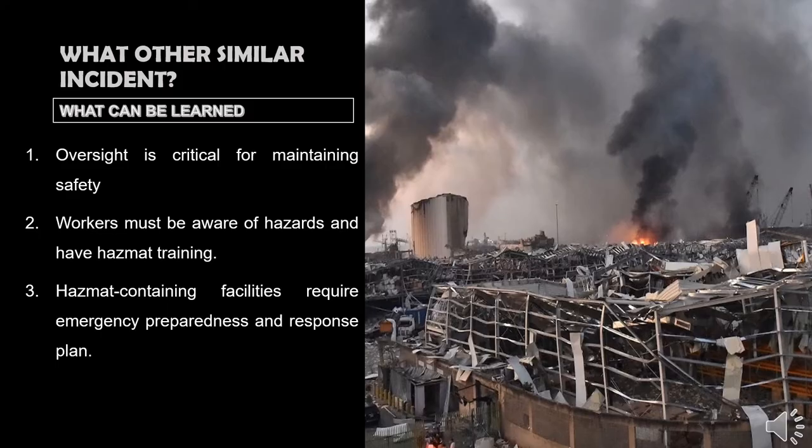All three incidents, including Beirut, had a similar cause of explosion: ammonium nitrate. So, what can be learned from these three disasters? First, oversight is critical for maintaining safety. This tragedy highlights the importance of having oversight from a government, agency, or other recognized body that develops laws and ensures firms follow them in order to avoid disasters like this.